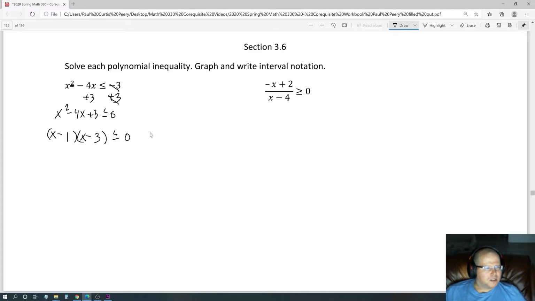So that works, cool. Now we are going to use the zero factor property by setting the factors equal to 0. So x minus 1 is equal to 0, plus 1, plus 1. Whatever you do to one side, you do to the other. That gives me x is equal to 1. Then x minus 3 is equal to 0, plus 3, plus 3. Cancel, cancel. x is equal to 3. You just flip the signs in this case pretty easily. So these are our critical points.